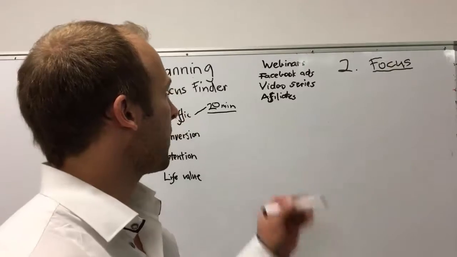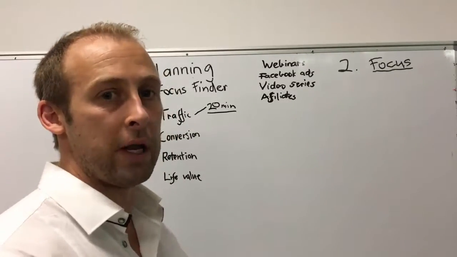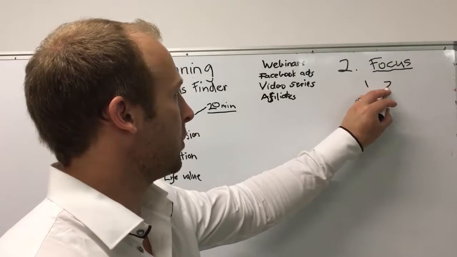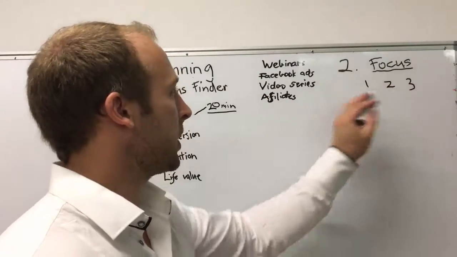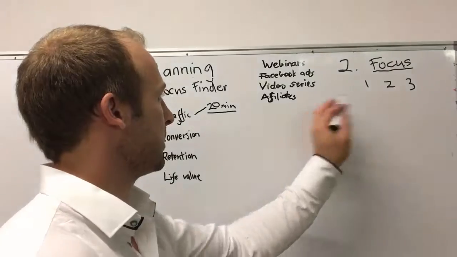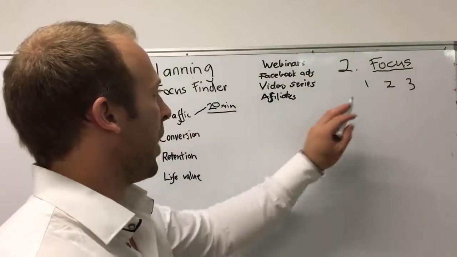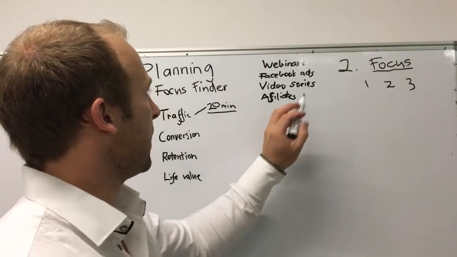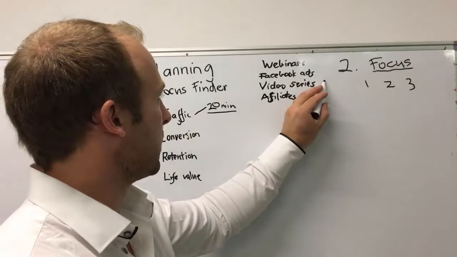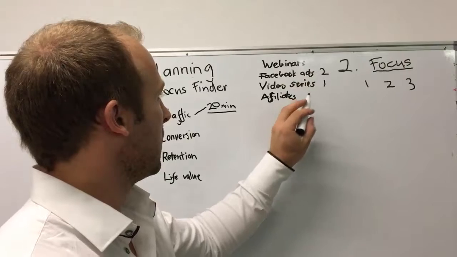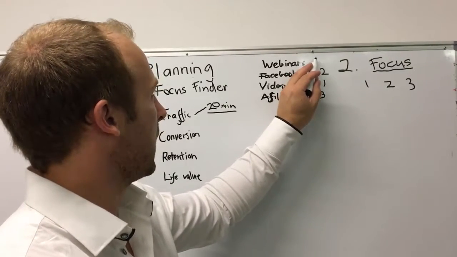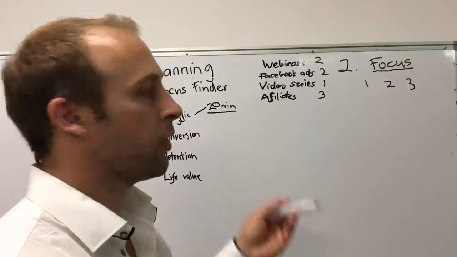So the way we focus, we want to prioritize. It's all about finding the high leverage activities. So we can rank them 1, 2, 3. You can come up with your own ranking system, but this is what we use. So 1 is the top priority, 2, 3. So we might say, I think video series is a 1, Facebook is a 2, affiliates is a 3, webinars are a 2. So we would go and rank that.